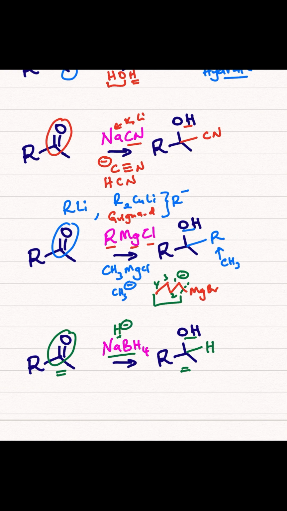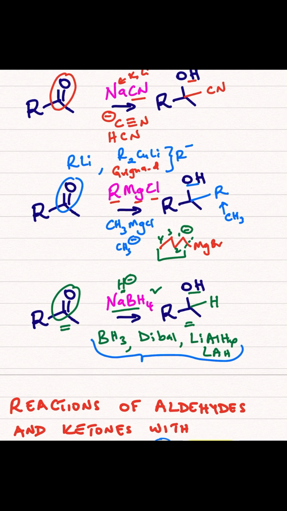Other types of hydride nucleophiles, also called reducing agents, are borane, BH3, sodium borohydride, DIBAL, diisobutyl aluminum hydride, lithium aluminum hydride, also called LAH. So all of these will give H minus nucleophile.